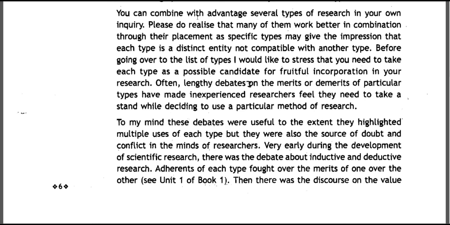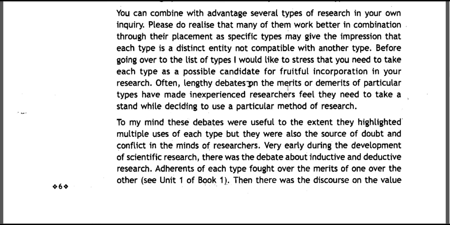You can combine with advantage several types of research in your own inquiry. Please do realize that many of them work better in combinations through their placement, as specific types may give the impression that each type is a distinct entity not compatible with another type. Before going over to the list of types, I would like to stress that you need to take each type as a possible candidate for fruitful incorporation in your research.